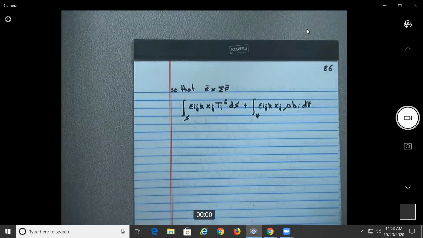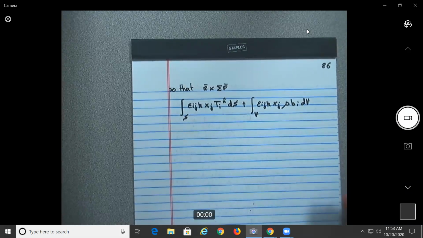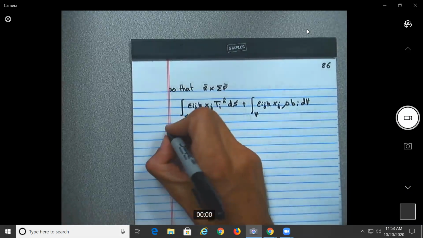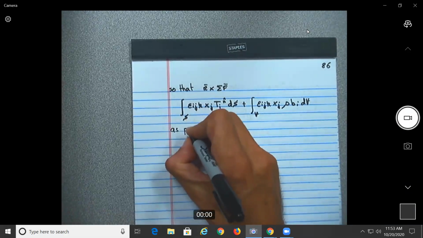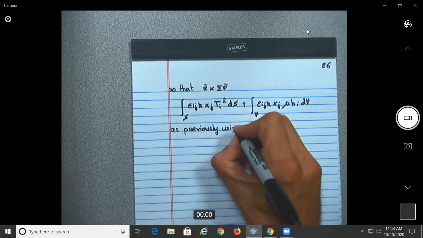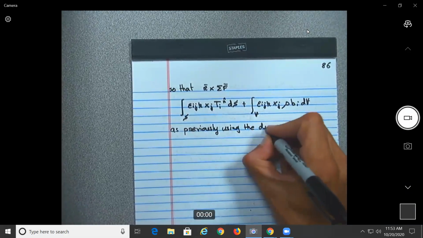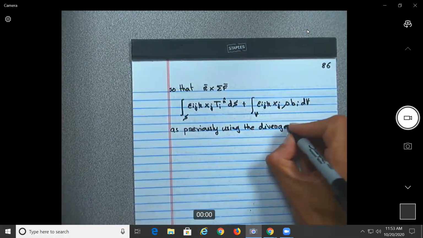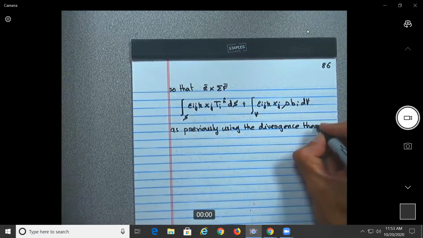Maybe I should clean up my notes a little bit next time I do this section, to be a bit more consistent. Okay, maybe I should have done it a bit faster, but I just started the division as before. So as previously, using the divergence theorem. Yeah, I should clean up my notes a little bit.